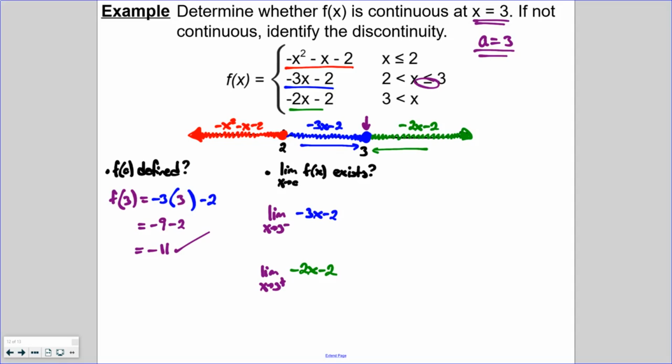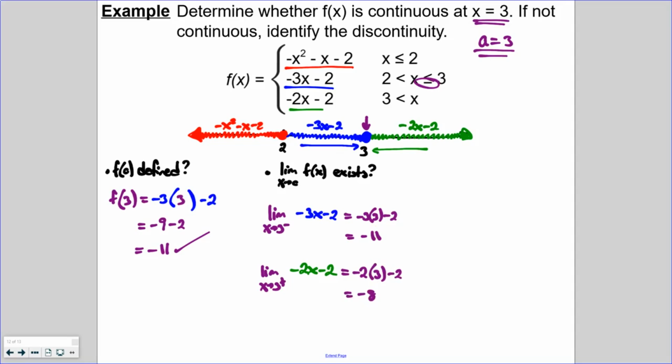So now we can evaluate our two one-sided limits because they are polynomial, so direct substitution will work. So let's see, this is going to be negative 3 times 3 minus 2, which will give us a value of negative 11. And then next up, we're going to get negative 2 times 3 minus 2, which is going to be negative 8.